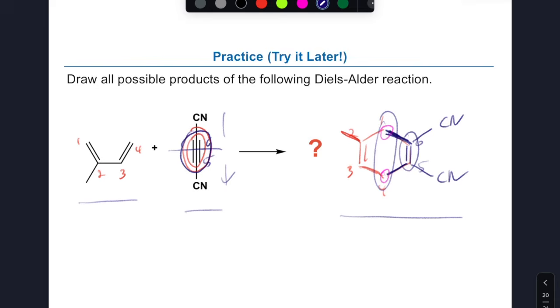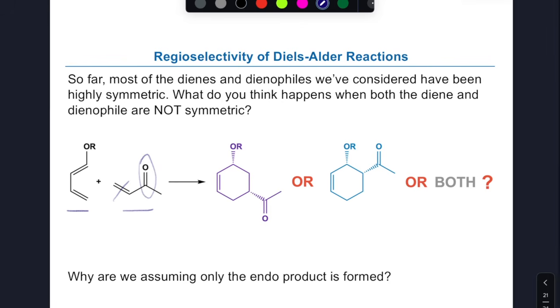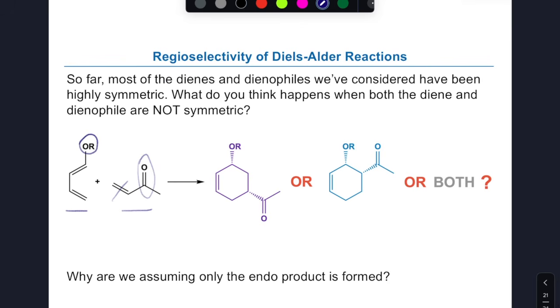So the last question we have to talk about is about regiochemistry. So we've gone through and said, all right, if this was my diene, this was my dienophile. Now notice that this is an unsymmetrical dienophile where we have an electron withdrawing group on one end and not the other. Likewise, we have an electron donating group on one end and not the other. And as a result of that, what we're going to get is not just top and bottom, endo and exo. We now have two possible regioisomers.